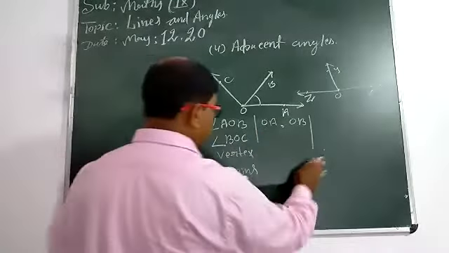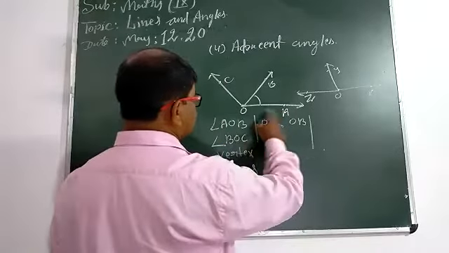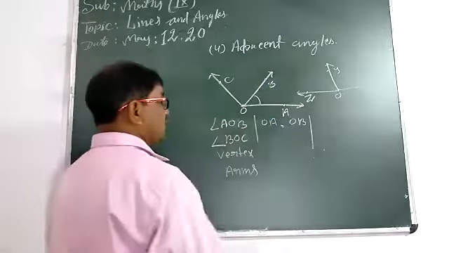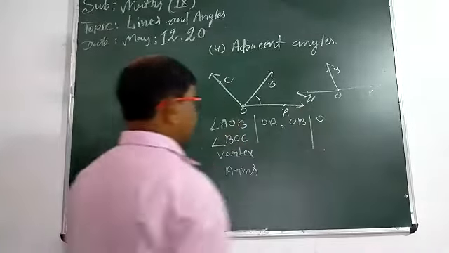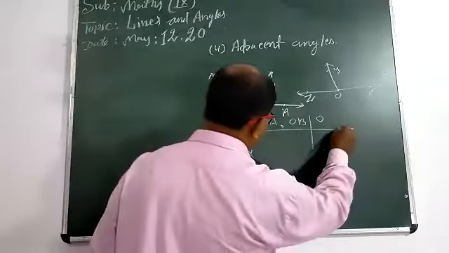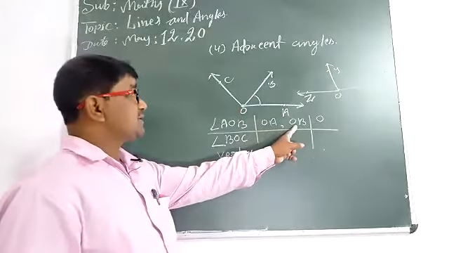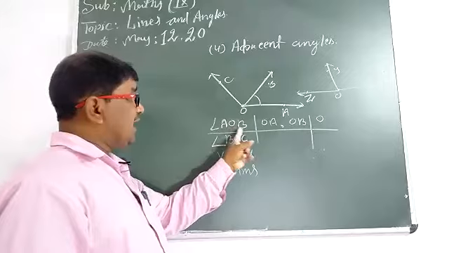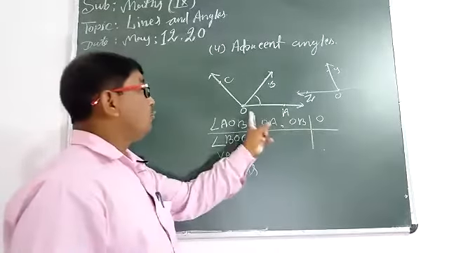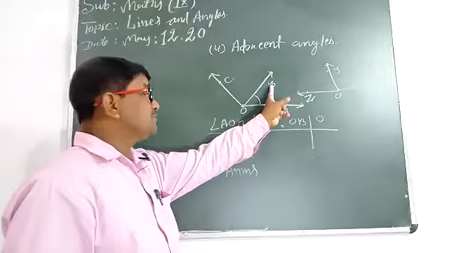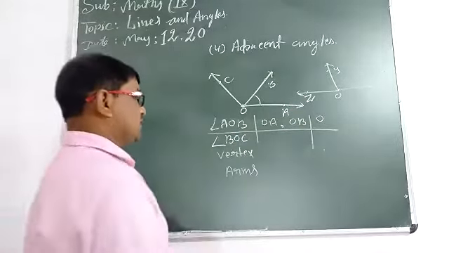Now you should mind its vertex. The angle is AOB, so its vertex is O. Its vertex is O. They are arms. We are thinking about the angle AOB. The arms are OA and OB, and O is the vertex.